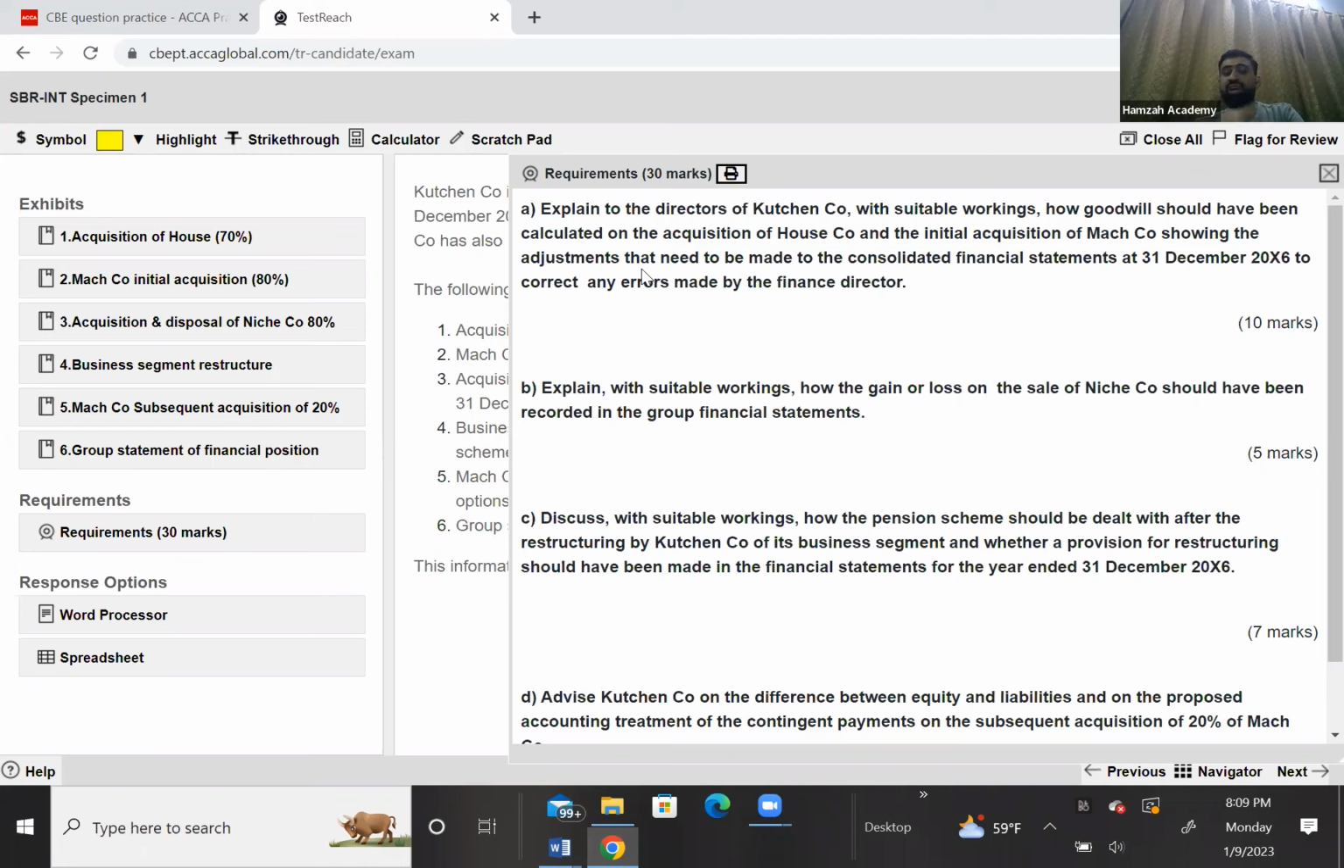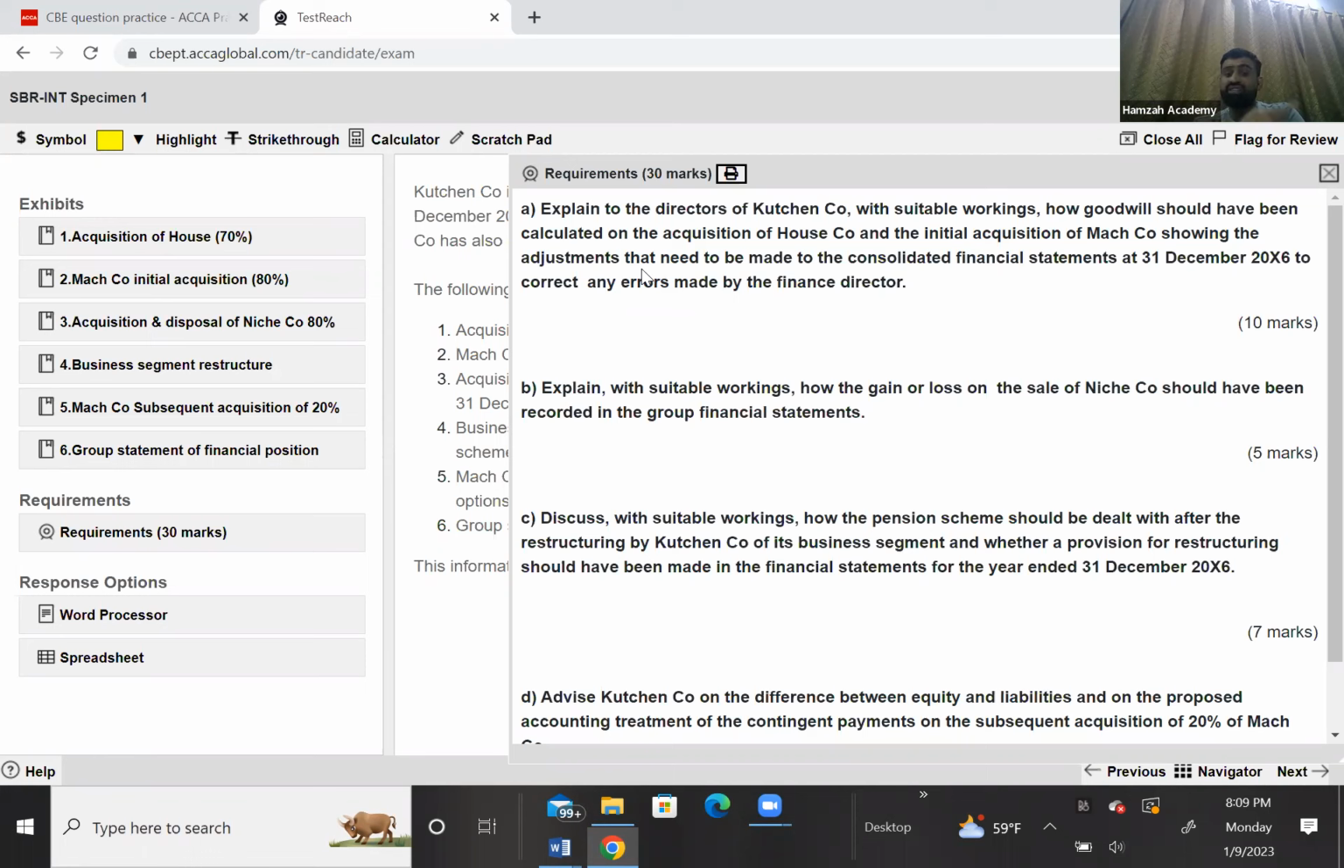I told you that question number 1 will be based on group accounts, and we have 10 marks. And then requirement B again: explain with suitable working how the gain or loss on the sale of N company should have been recorded in the group financial statements. There would be an associate or subsidiary company that might have been disposed of, so we need to calculate the gain. Again, these 5 marks relate to group financial statements.